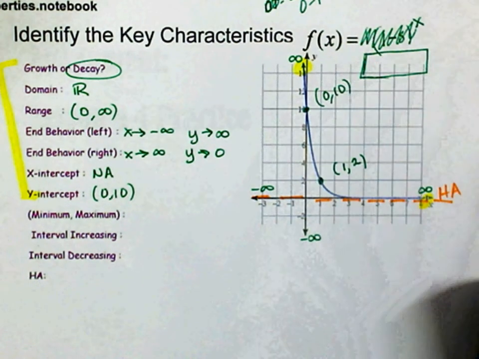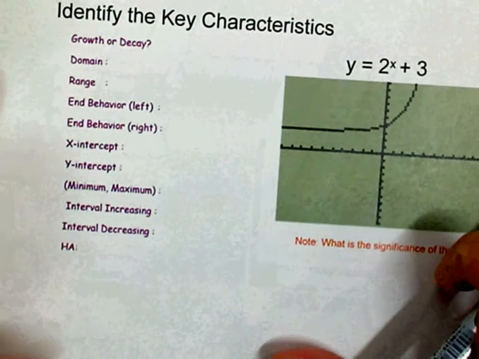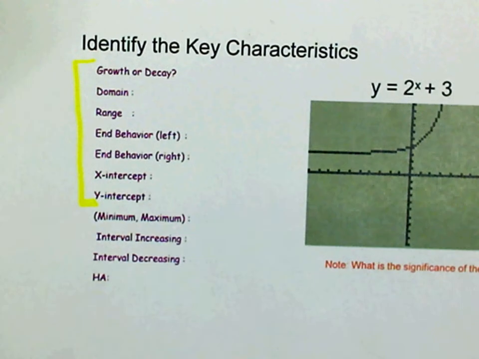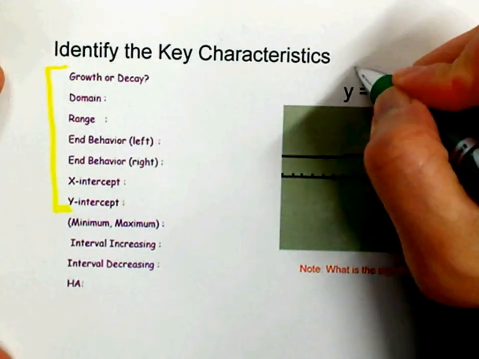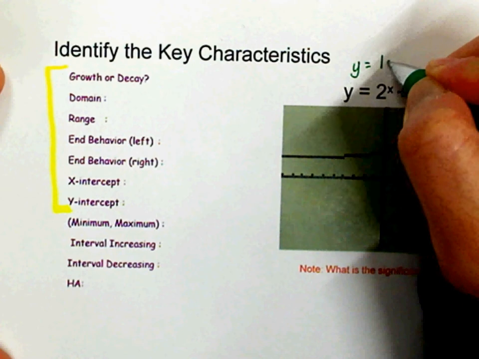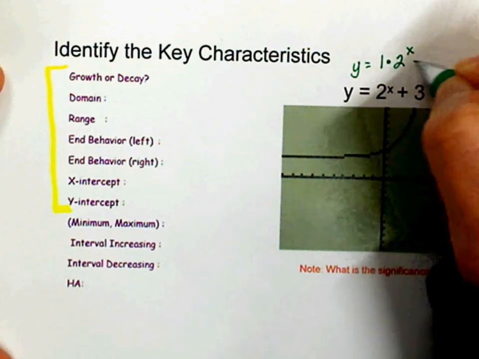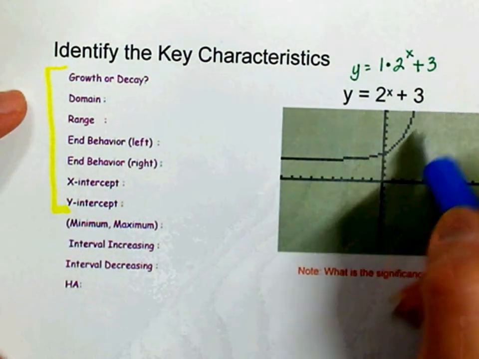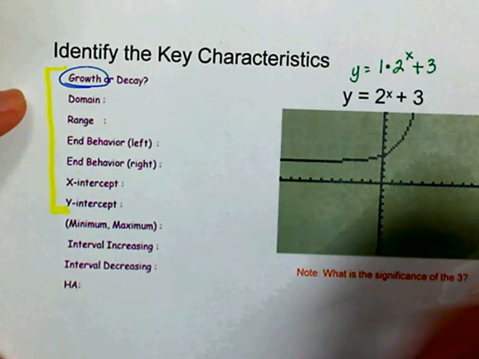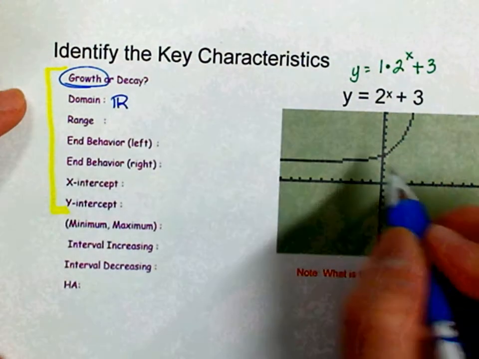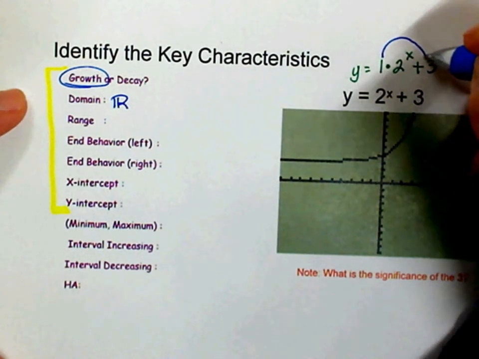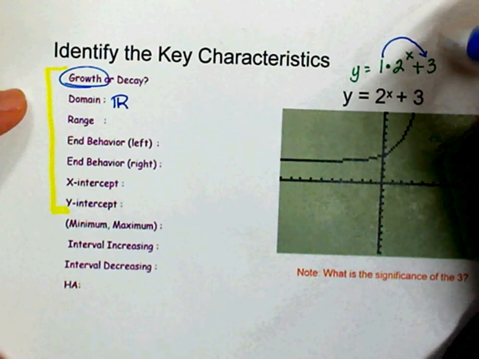Key characteristics. Remember, we're only going to cover part of it for part A. Now I'm going to rewrite this one. There's a 1 in front of it, 2 to the x plus 3. All right. Looking at this graph, that's a growth. Your domain is all real numbers. Now, before you find the range, you might want to find the horizontal asymptote. 1 plus 3 is 4. So I was crossing at 4.